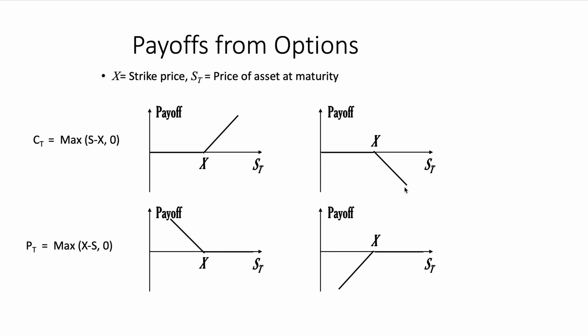In options, unlike a forward contract, you pay for this contract up front. So the short seller of a call option will pocket the premium whatever the option payoff, if it's below exercise price. You walk away, pocket the premium.